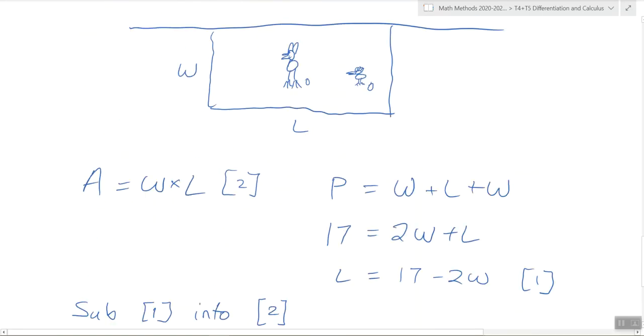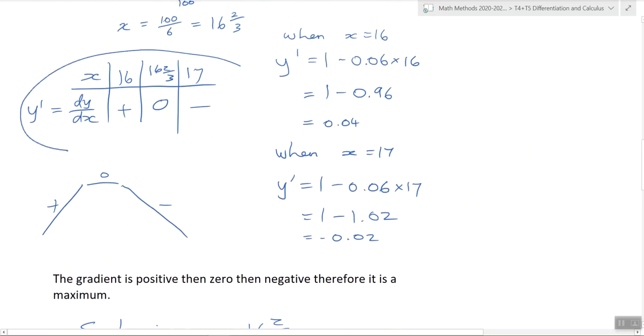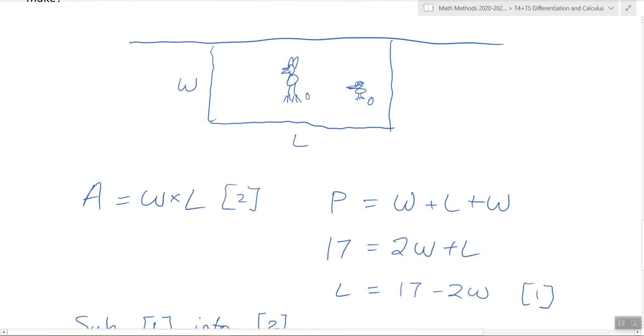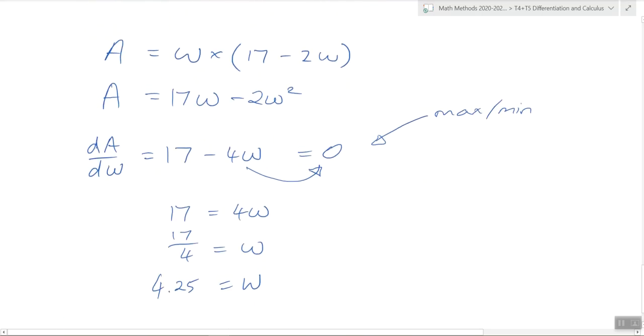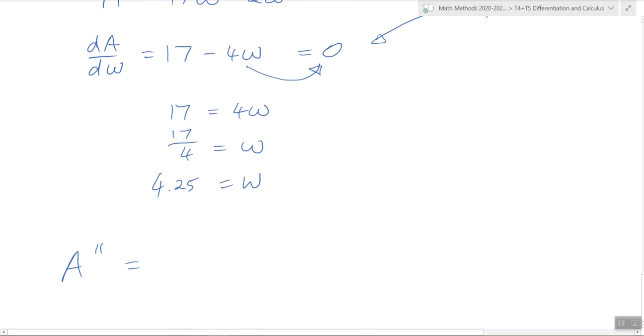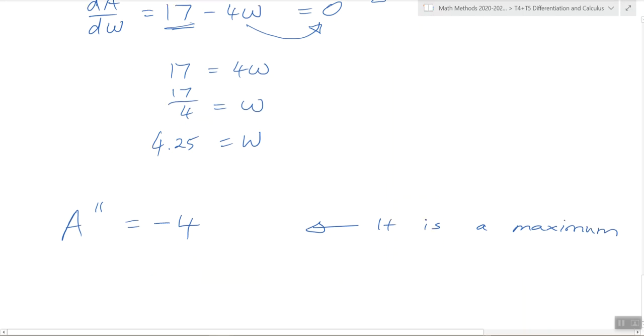So we could do the table again. Here's another way to find if it's a max or min. Are you ready? Everyone know what this is? The double derivative. What's the double derivative? Minus 4. This tells us it is a maximum. If your double derivative is negative, it's a maximum. Okay, so now we know it's a maximum.